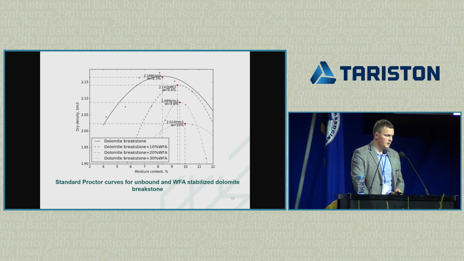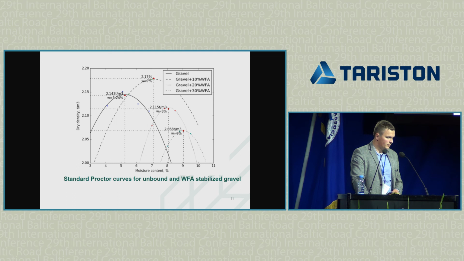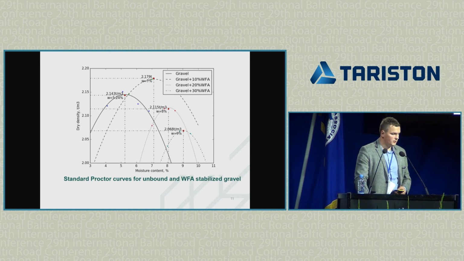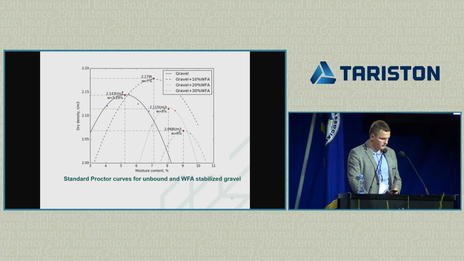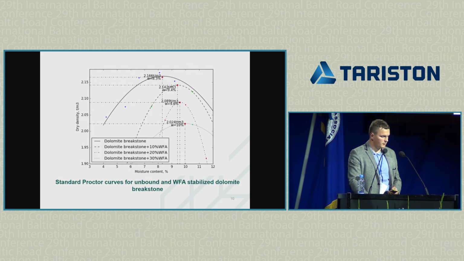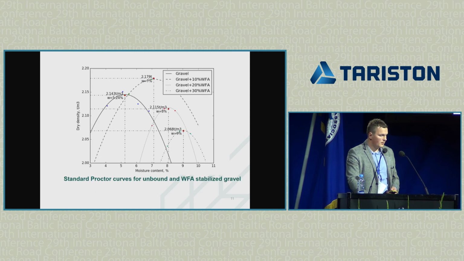so the density drops. The same graph for the gravel, but you can see that the optimal moisture content, especially for dolomite breakstone, has no big difference. For the stabilized material it is somewhere between 9 and 10. Here is a slightly greater difference, somewhere between 7 and 9.